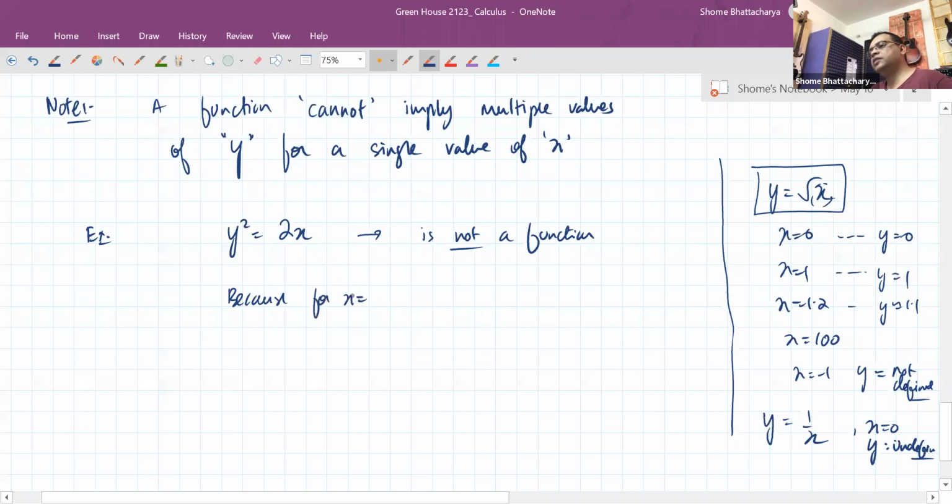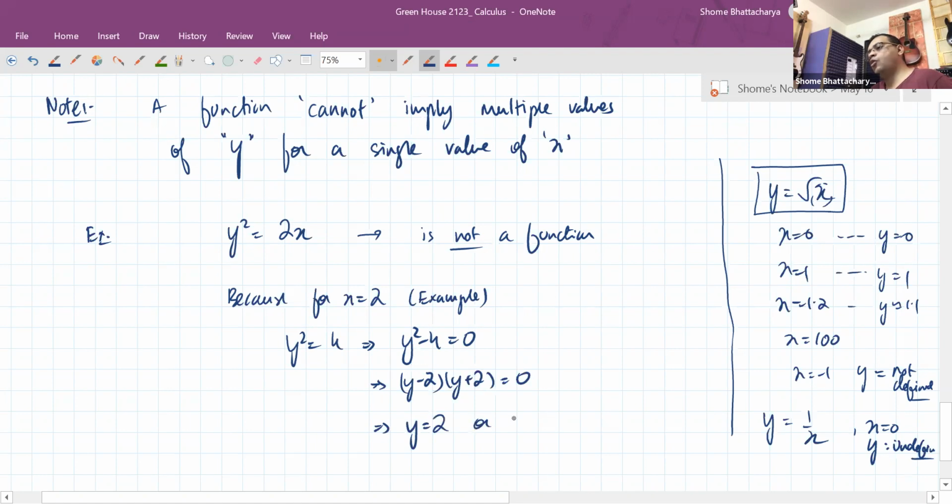for x equal to any value, so for example, let's take x equal to 2, y square would become equal to 4. That means y square minus 4 would be 0. So that means y could be 2 or y could be minus 2. So this is not allowed for a function. This is a relation between x and y, but it is not a function.